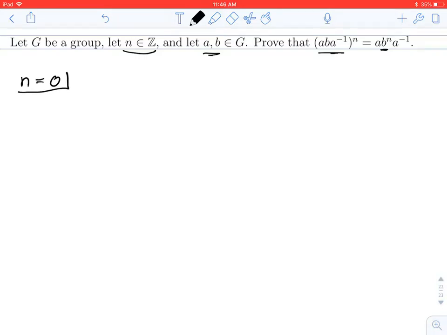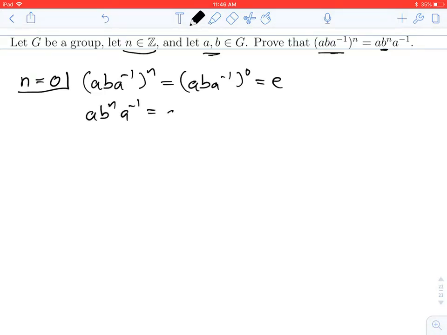So in this situation, ABA inverse to the n is ABA inverse to the 0, which is the identity. Well, A B to the n A inverse is equal to A B to the 0 A inverse, which is A times the identity times A inverse. Of course, the identity goes away, and the A and the A inverse, well, they're inverses, so you get the identity. All right, so the result holds when n is 0.